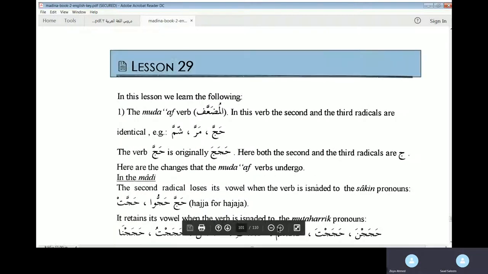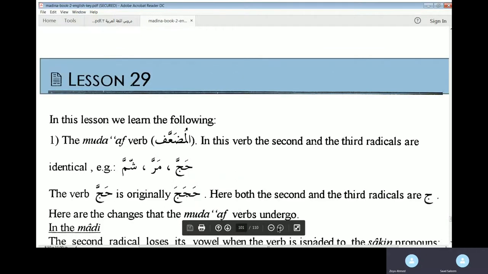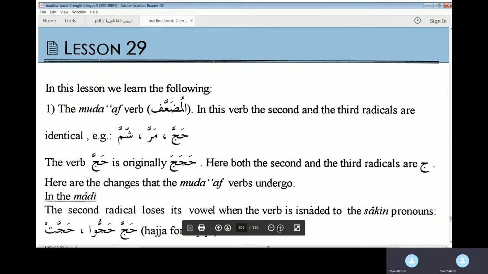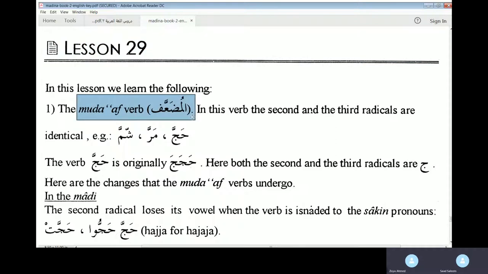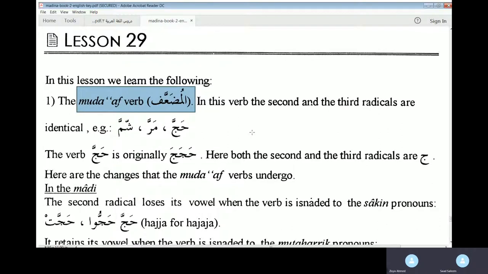In this lesson we learn the following: the mada of the verb, mudaf. He loves it. The mudaf. In this verb, mudaf verb, the second and the third radicals are identical.